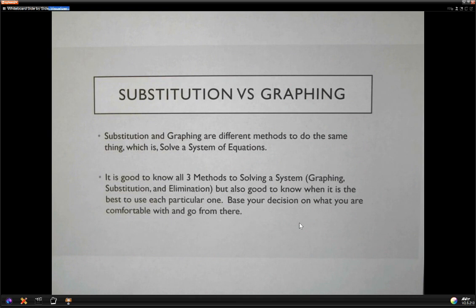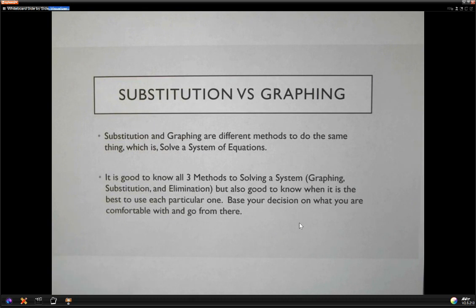There's graphing, substitution, and elimination, and when you're solving a system, it's best to use whichever works best for you. What are you most comfortable with? What's easiest in your mind? There are also certain clues that you want to look for that are helpful when deciding which one.